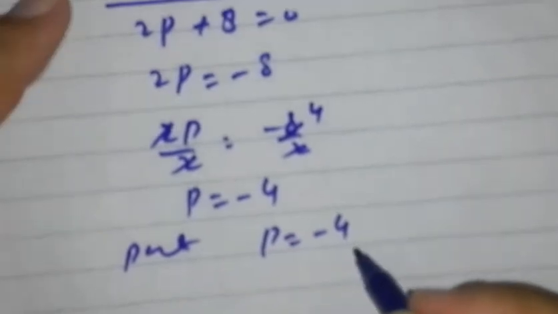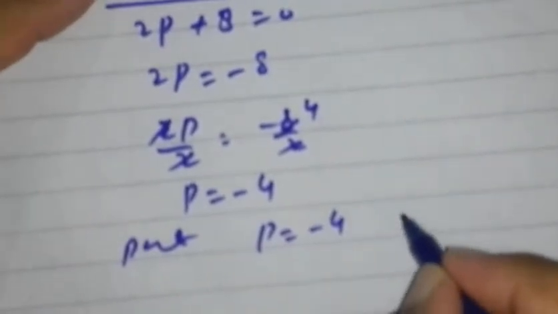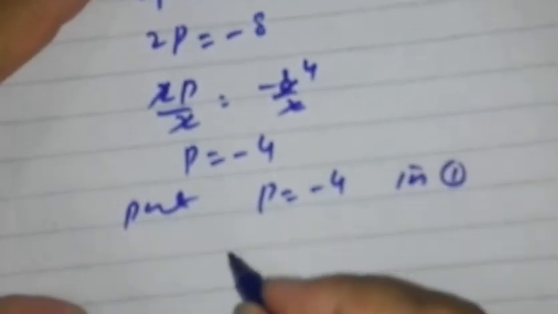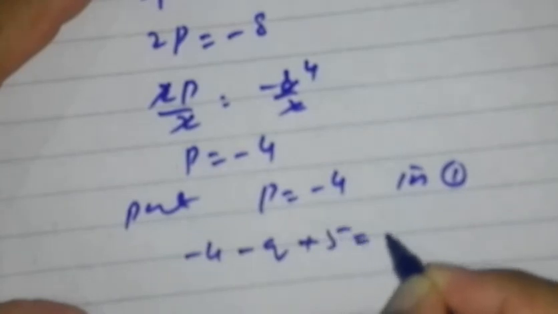Now put p equals minus 4 in equation 1 or 2. Let's put it in 1. So minus 4 minus q plus 5 equals 0.